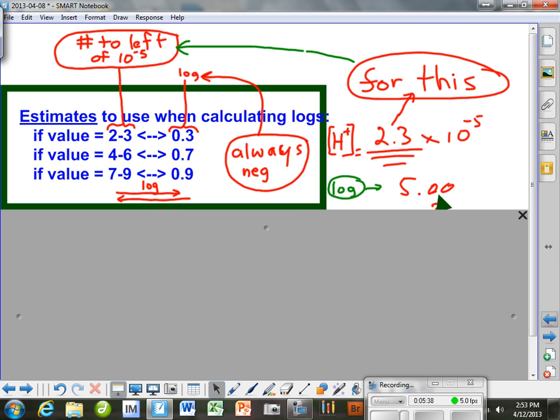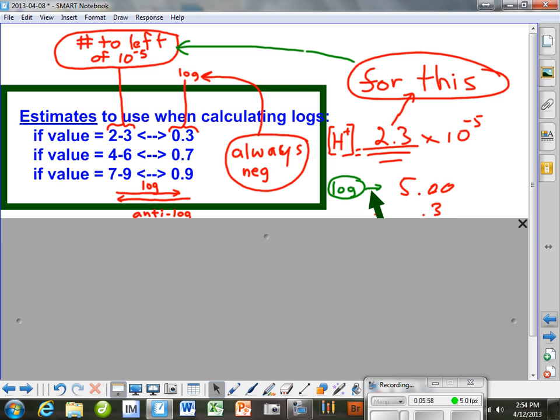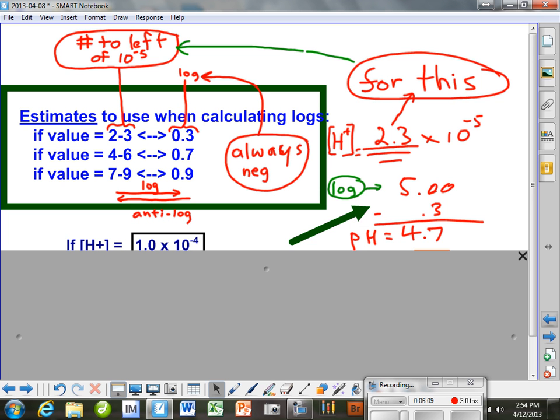Okay, so we're going to take this log now, and we have a number, here you go, 2.3 that we need to worry about. So when we come over here, the 2.3 is between the 2 and the 3, right? And so that is a 0.3. And that is where the 0.3 here comes from. And let's just take this guy and point at him. So my 0.3 is going to be subtracted from the 5.0, and that gives me a pH of 4.7. It's making some kind of sense, I hope.